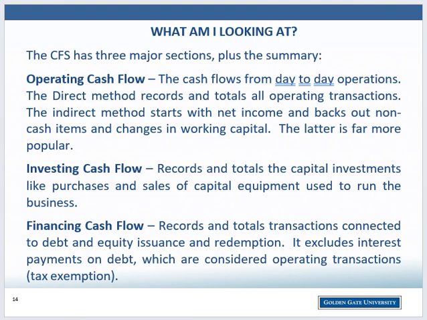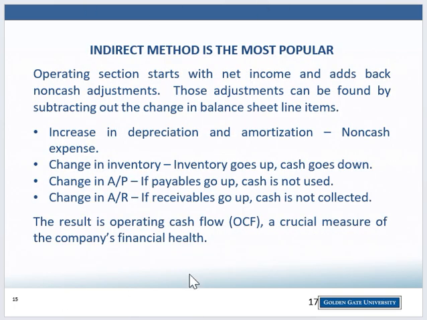As I mentioned earlier, we are going to have 1 full week dedicated to the cash flow statement. And we are going to see in about 2 weeks, indirect method is more popular. It looks at the net income. It looks at the increase in depreciation, which is part of the net income, but typically not cash. And it looks at the changes in inventory, changes in accounts payable and accounts receivable. As a result of that, operating cash flow is a very crucial measure in a company's financial health.